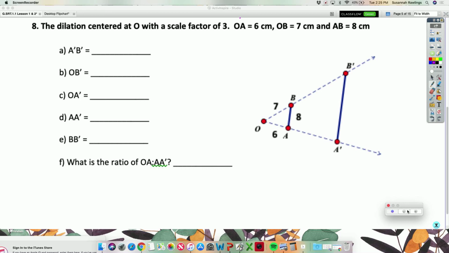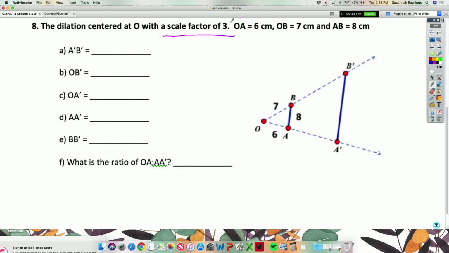Okay, so the dilation centered at 0 has a scale factor of what? 3. I get used to writing K. You'll just see that a lot. So K equals 3, and it gave you all of these original values, or the pre-image values. So if you look, this is a line AB, and it is 8 centimeters long. The first one here is asking me for A prime, B prime, so that's my image.